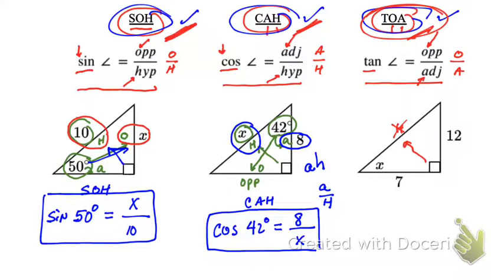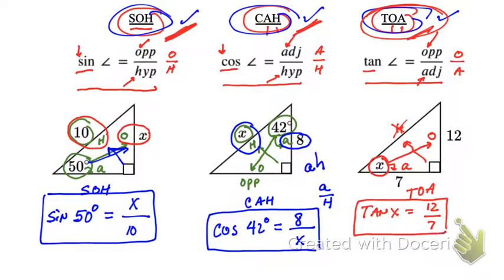But let's just go ahead and label our sides here anyway. Here's our angle X. We would have to call the 12 opposite because it's way over there. And the 7 is adjacent because it's right next to it. So again, it's a TOA because we're dealing with an opposite and an adjacent. And we would set up the tangent of X equals our opposite side over our adjacent, or 12 over 7. And that would be what our trig function tells us.